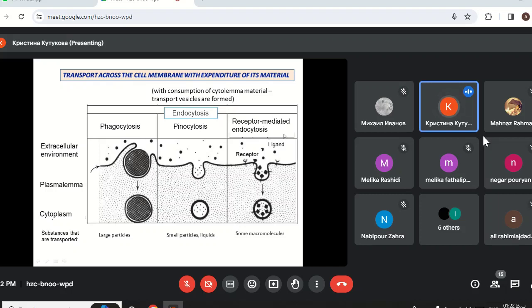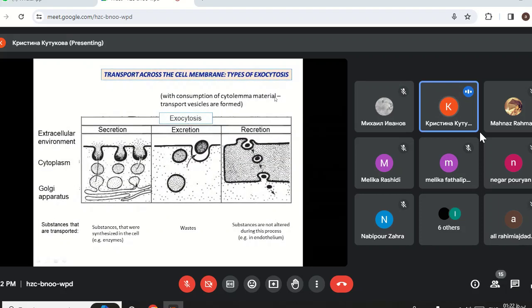And receptor-mediated endocytosis resembles the pinocytosis, but here the molecules are attached first to specific receptors, and then the vesicle is formed which contains these receptors attached to the membrane and the molecules attached to those receptors. This is more specific as the pinocytosis is. Exocytosis, also the vesicles are formed here. Three types we have also here.